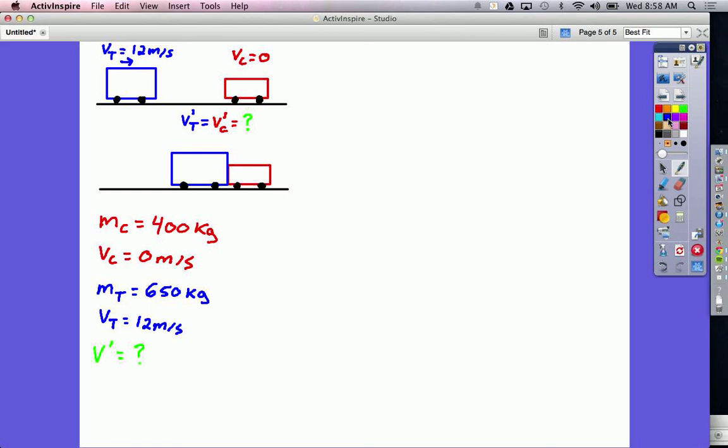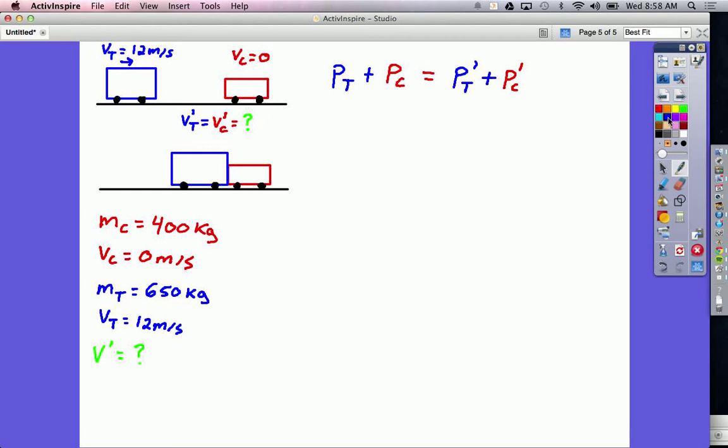We know that the momentum of the truck plus the momentum of the car before any collision happens has to equal the momentum of the truck plus the momentum of the car after the collision. So PT plus PC equals PT prime plus PC prime.